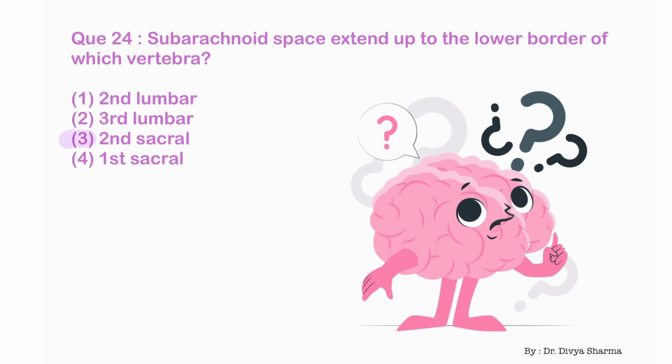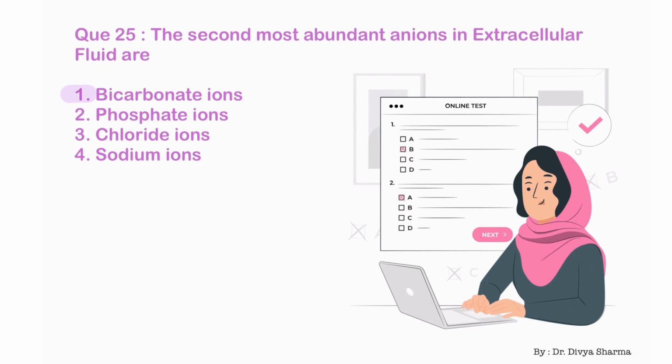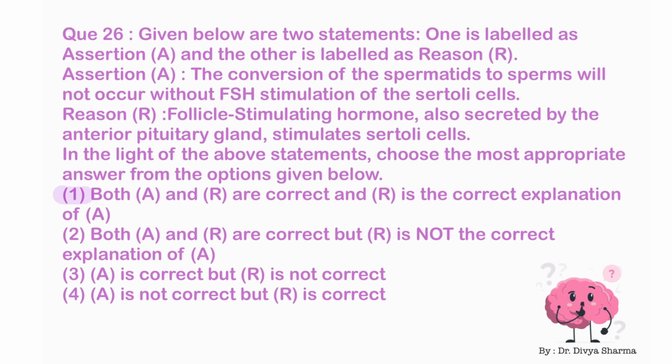Question number 24. Subarachnoid space extends up to the lower border of which vertebra? The spinal subarachnoid space begins at foramen magnum and extends to terminate at the level of S2 vertebra, that is the second sacral vertebra. Question number 25. The second most abundant anions in extracellular fluid are? Now everybody knows that the most abundant anions are the chloride ions and the second most abundant anions are the bicarbonate anions. Hence, the correct option is option 1, bicarbonate anions.